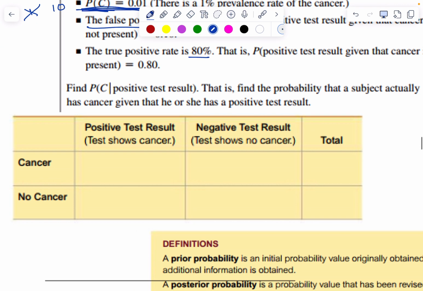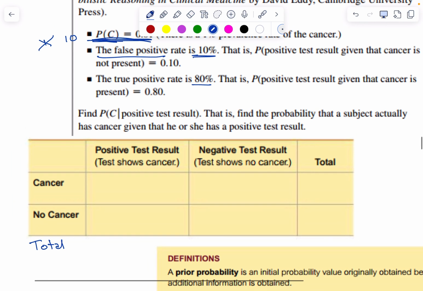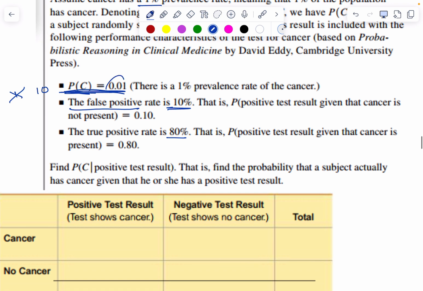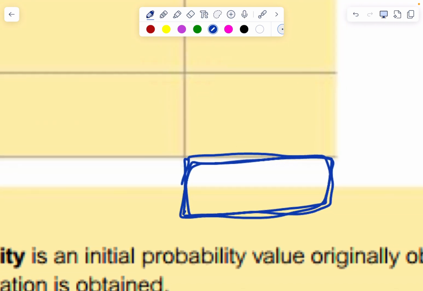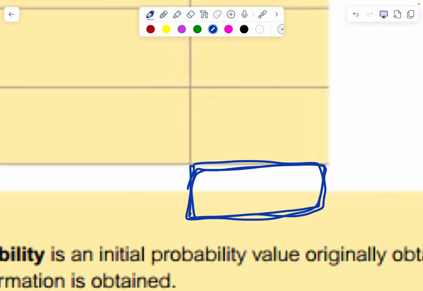Here we go. Cancer, no cancer. We have positive tests, negative tests, and then we've got our total rows. I'm going to also probably do a total row down here at the bottom. Okay. We know that the chances of cancer are 0.01. So 1% of the population has cancer. Here's what I'm going to do. To fill this table in, I always try to pick a really huge number down below here. Let's go with 100,000.